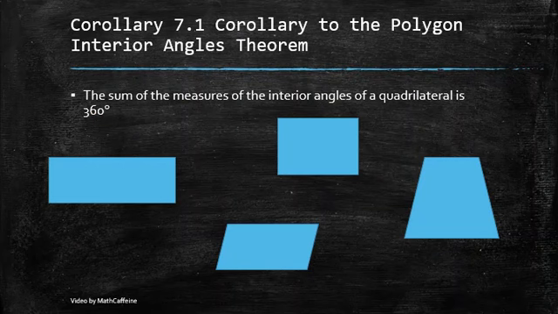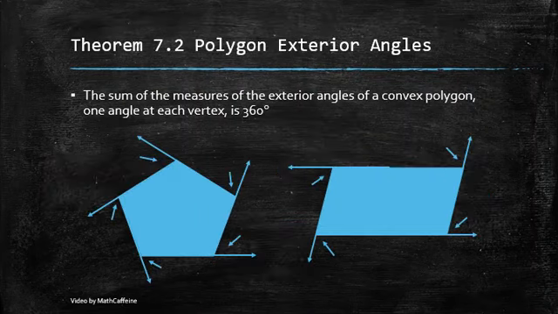There is a corollary that goes with the polygon interior angles theorem. It states that the sum of the measures of the interior angles of a quadrilateral is 360 degrees. We know this to be true because of the theorem we just learned. Remember, a corollary is a statement that can be proven easily using a theorem.